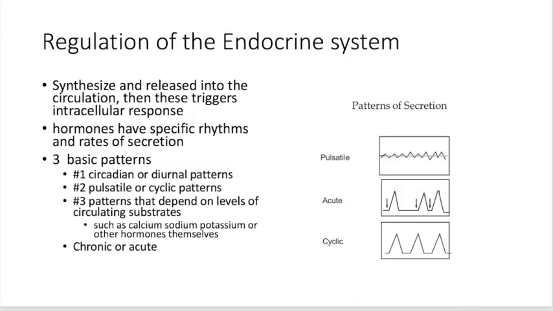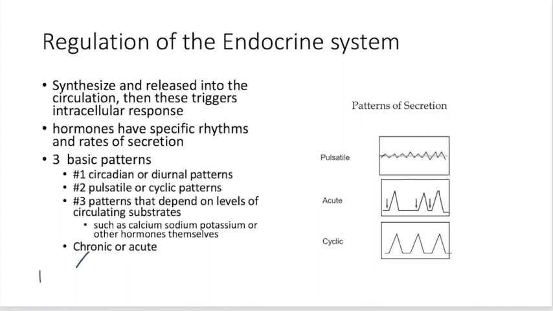Regulation of the endocrine system: there is synthesis, the hormones are released into the circulation, and then these trigger an intracellular response at those target organs. These hormones are released with specific rates and rhythm. So circadian or diurnal, pulsatile or cyclic, and then patterns that would depend on levels of circulating substances such as calcium, sodium, potassium, or other hormones themselves. We also have chronic or acute, and that would also maybe fall into whether it's a circadian or a cyclic pattern versus an acute, which would be a response to, let's say, epinephrine related to a stressful situation. So those would be ways that we would do that.